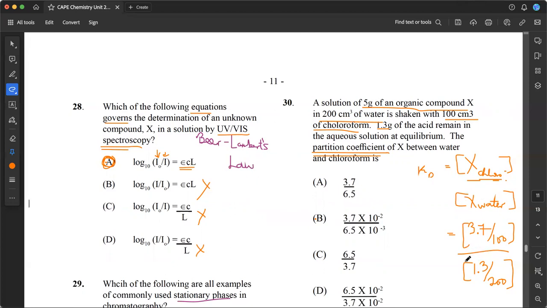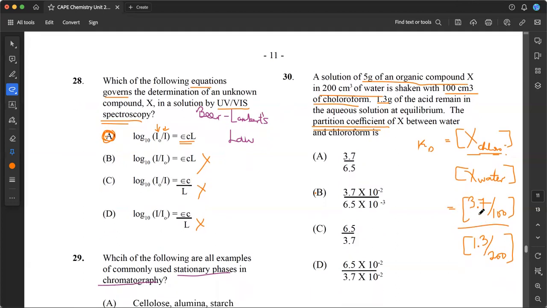And then under here now, we have the mass that they told us was remaining in the aqueous phase over the volume of the aqueous phase, which was 200 cm cubed of water, right? So this is our expression for KD. So we have to look for something that mirrors this in our answers, okay? And when we look among our answers, this is the only one. This is the one that captures all of that, right?